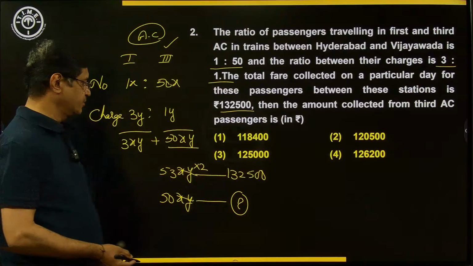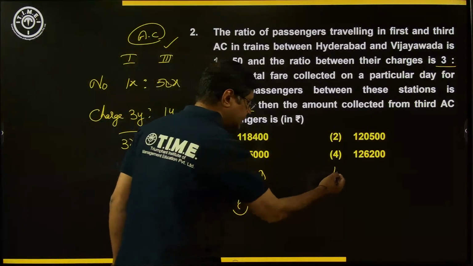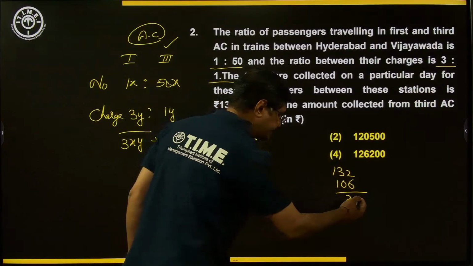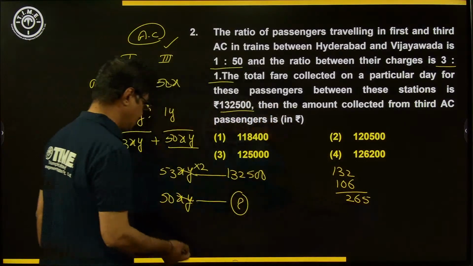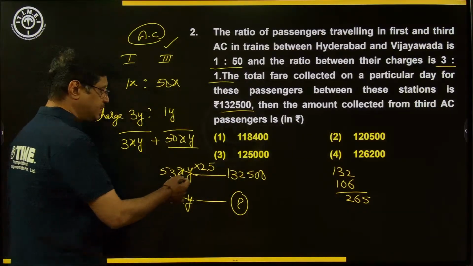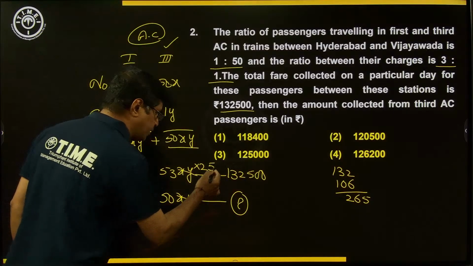Subtract 106 here. Now the remaining value, what is the remaining? 132 minus 106. The remaining value here is 26. So 265 means it was how many times? 5 times. Now 25 times. So 25 times means here zeros are common.